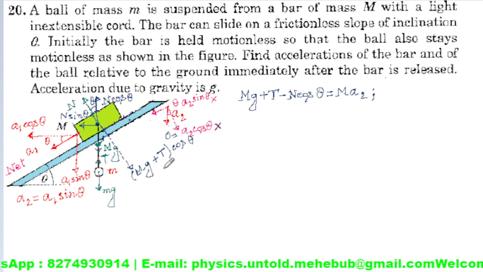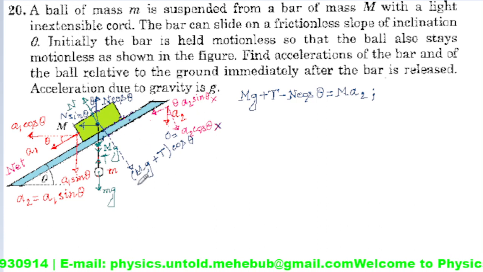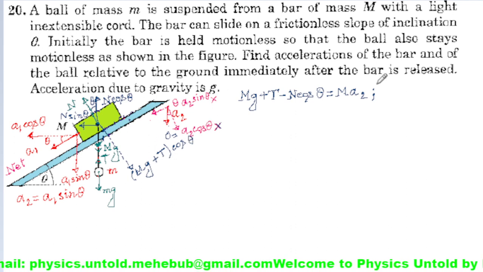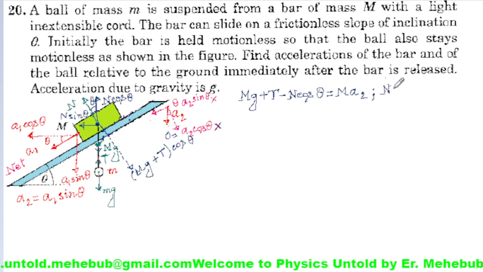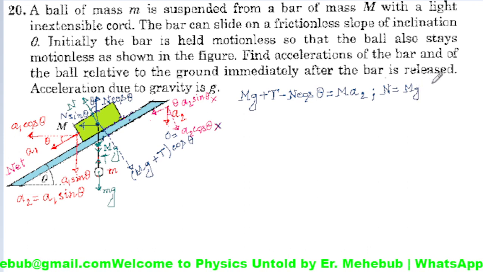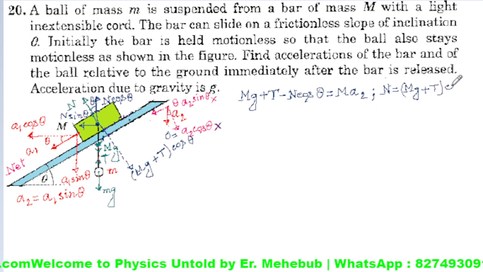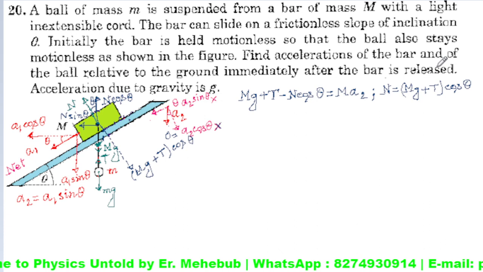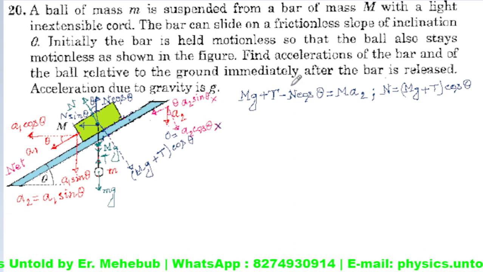Then for the normal reaction, we can write the equation N minus mg plus T cos theta equals 0. From this we can write the value of the normal reaction N, which must be equal to capital Mg plus T cos theta. Now we can substitute the value of this normal reaction into the first equation.